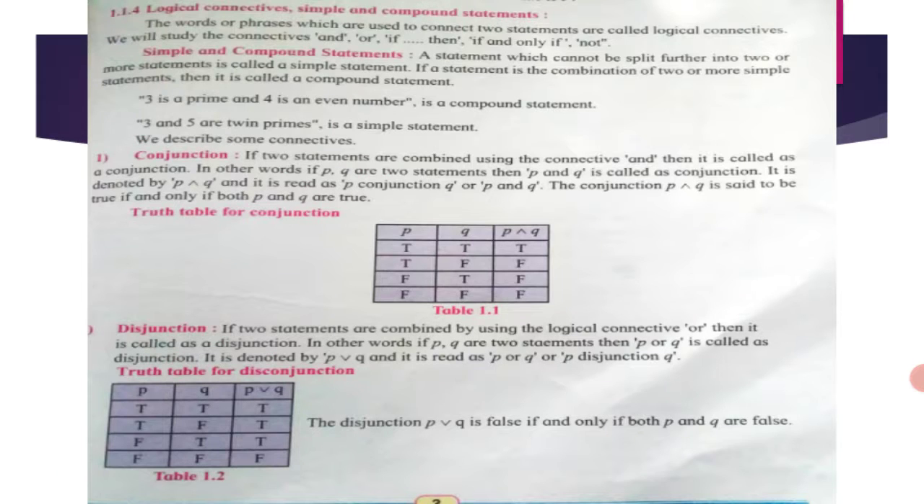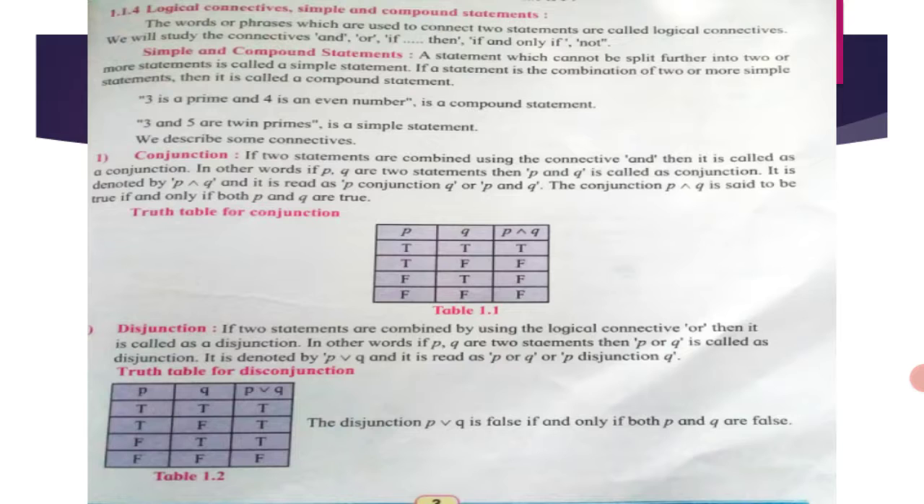Next, logical connectives, simple and compound statements. The words or phrases which are used to connect two statements are called logical connectives. We will study the connectives and, or, if then, if and only if, not. Simple and compound statements: in this chapter, there are two types of statements, simple and compound. A simple statement cannot be split further, and a compound statement is the combination of two simple statements.